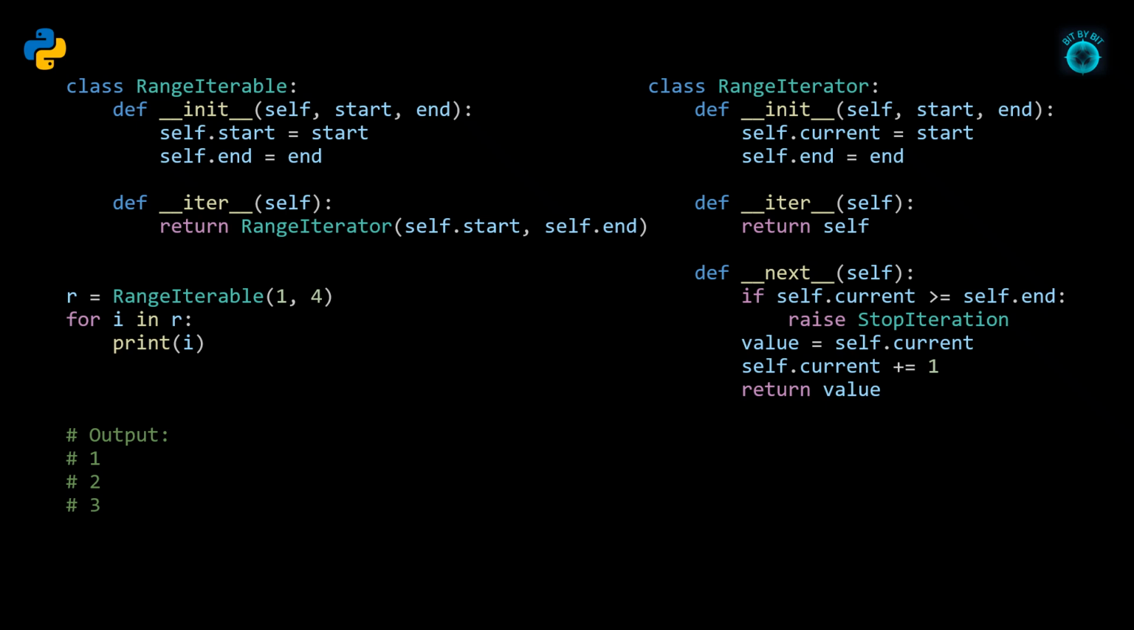We create a rangeIterable object from 1 to 4 and loop through it. It prints 1, 2, and 3. Each loop creates a fresh iterator, so we can reiterate if needed.